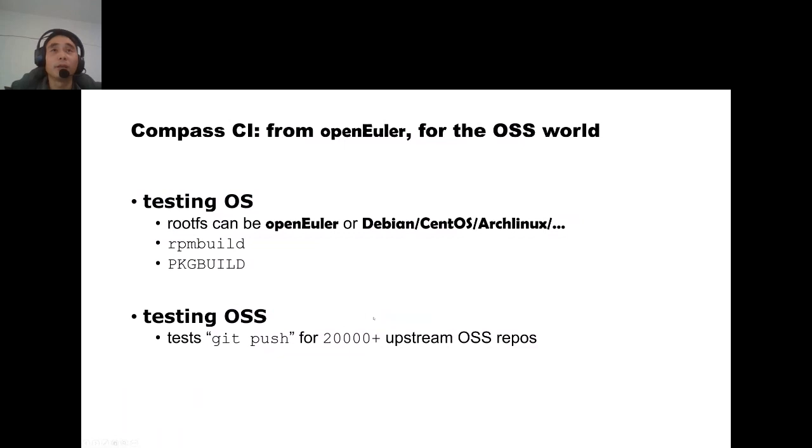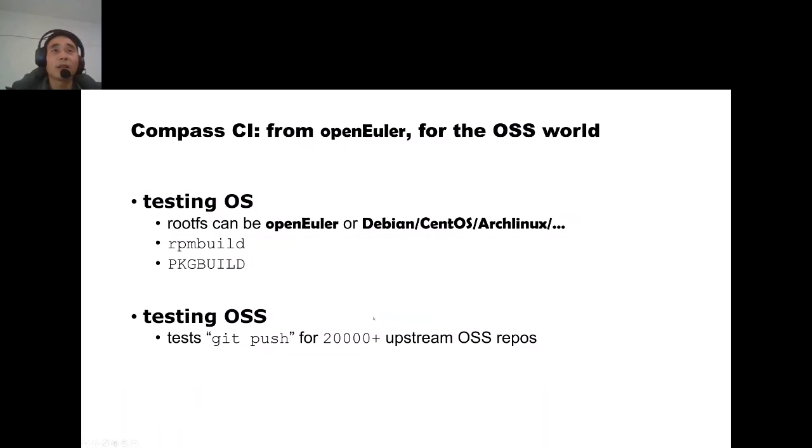So we will run RPM builder to build packages and also run PKG builder to build tests. Besides OpenEuler, we also support other root FS like Debian, CentOS, Arch Linux, etc.